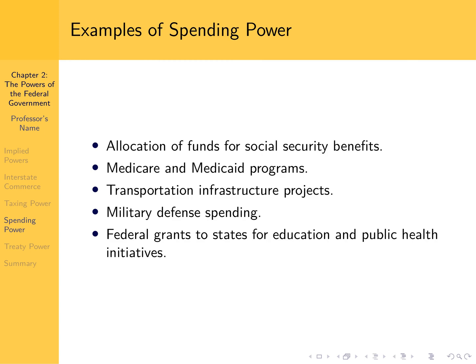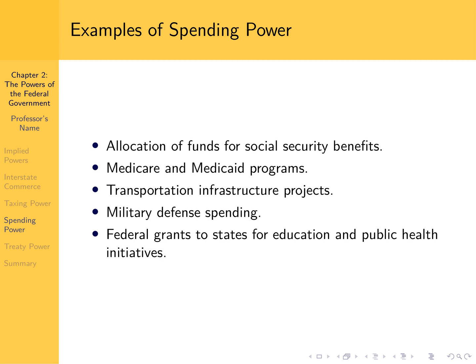In this slide, we delve into specific examples of how the federal government exercises its spending power. One key area is the allocation of funds for Social Security, which provides crucial financial assistance to retired and disabled individuals, forming a vital part of the social safety net in the United States.